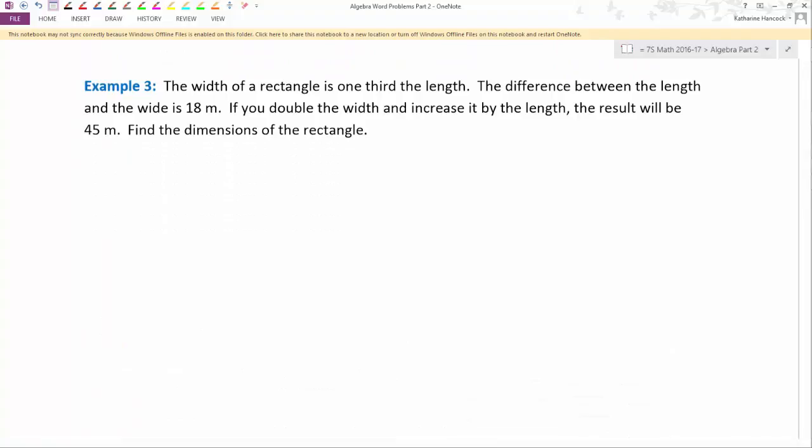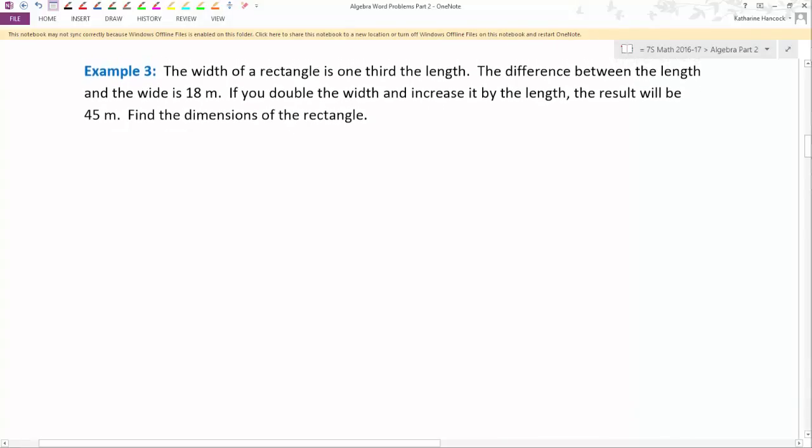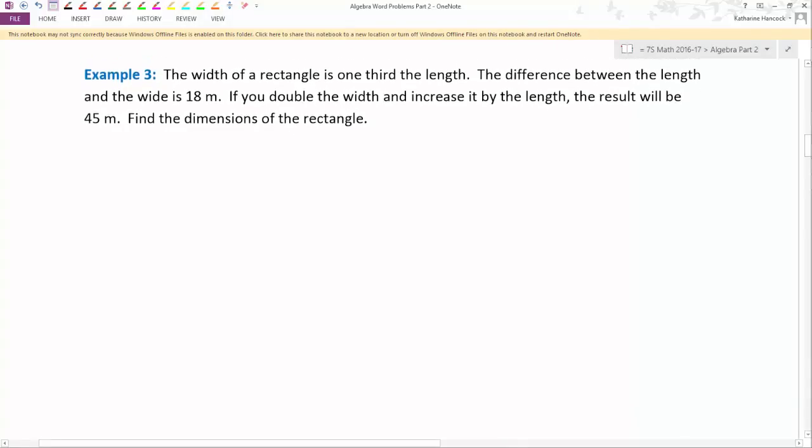Moving on to example 3. The width of a rectangle is 1/3 of the length. That's going to be important. The difference between the length and the width is 18 meters. If you double the width and increase it by the length, the result will be 45 meters. I'm guessing that's important. And maybe this thing about the difference too.